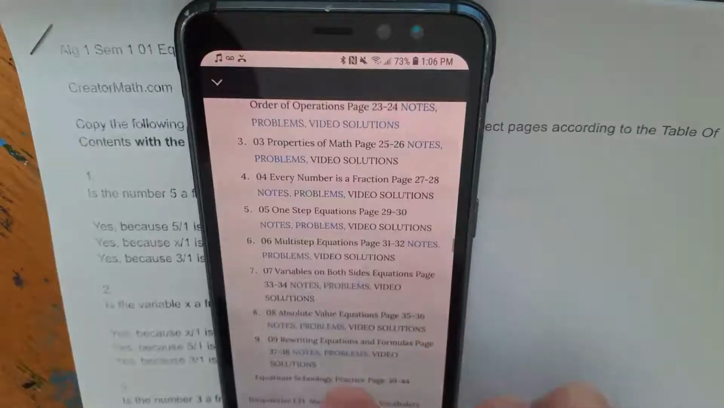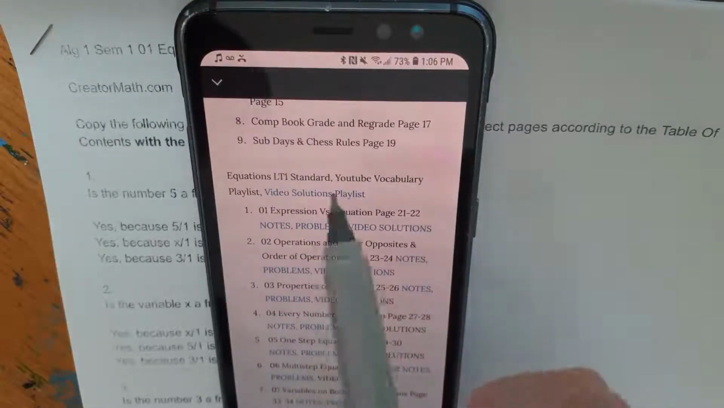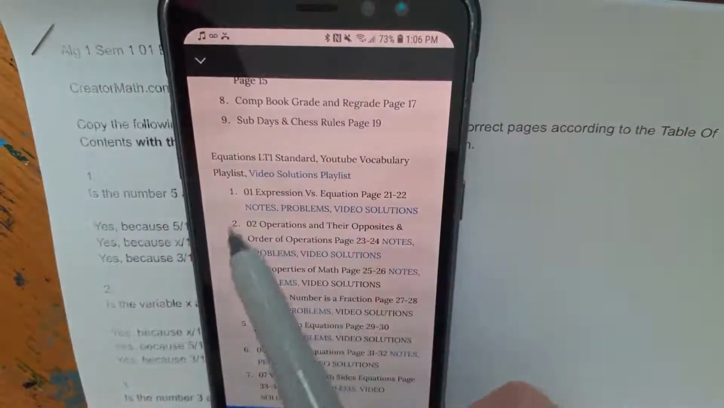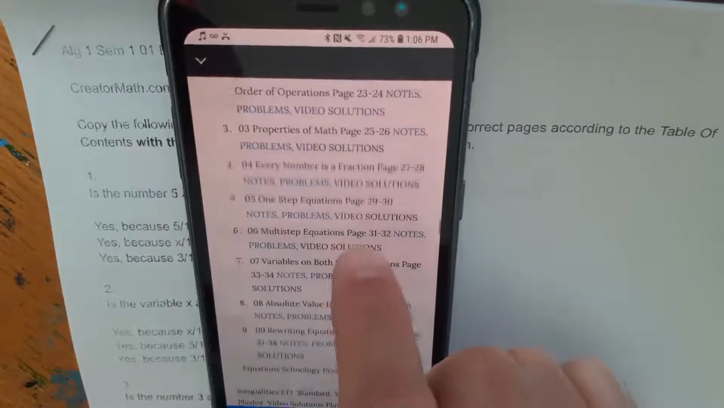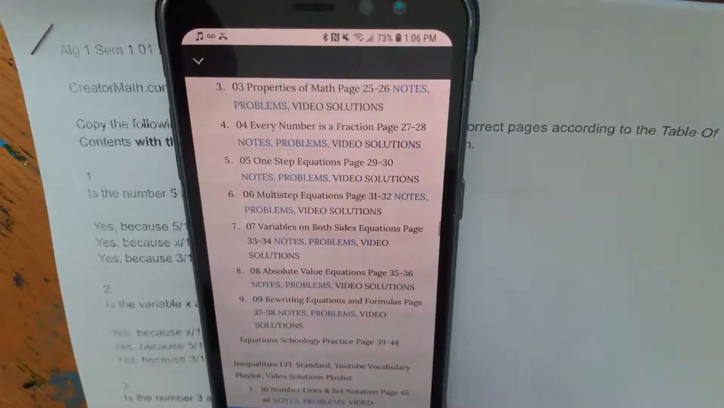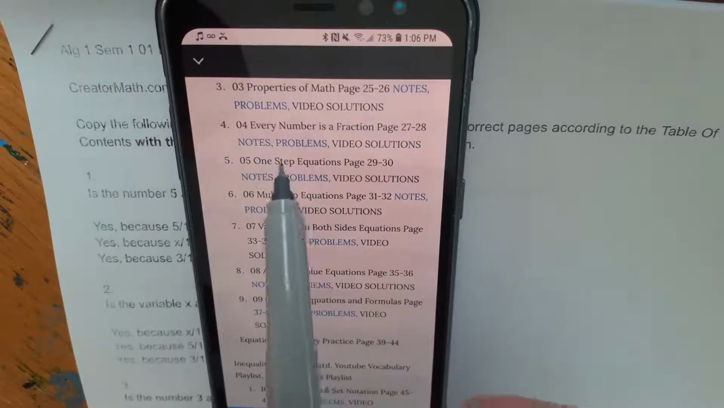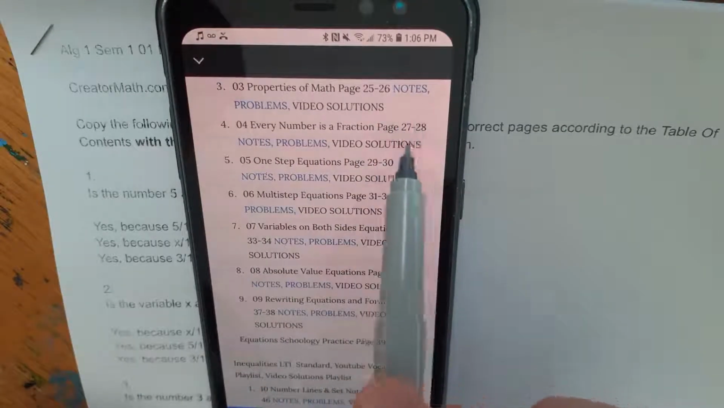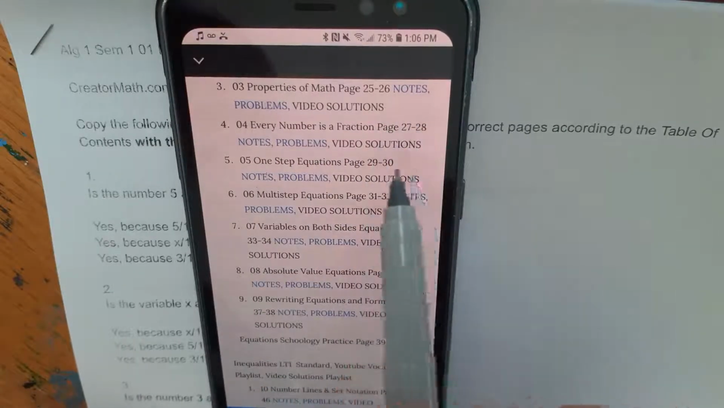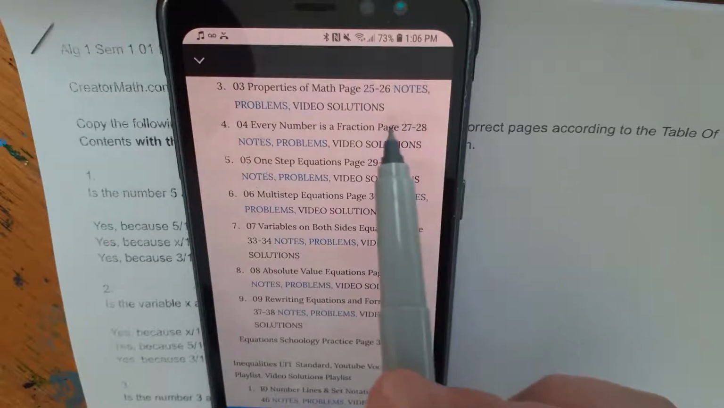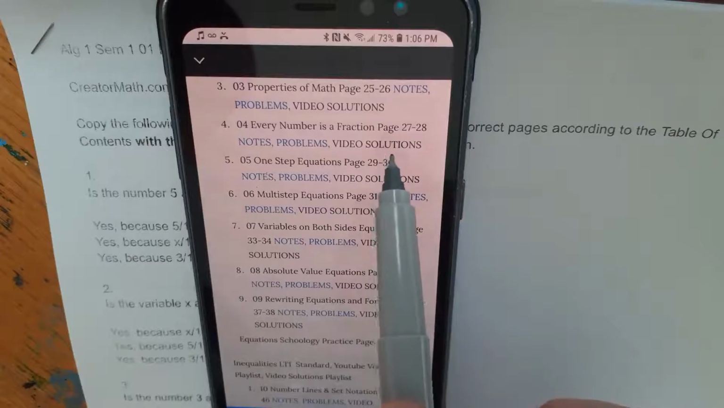It's this right here. We're in the first unit called Equations, and we are on lesson 4. Notice there are 9 lessons in Equations, and we're on number 4 right here. This is an interesting one, to me at least, called Every Number is a Fraction. Here are the pages it goes on. These notes go in your comp book. Please don't take this video's word for it, but go back and find the actual table of contents at the time you're viewing this. These page numbers probably will have changed.